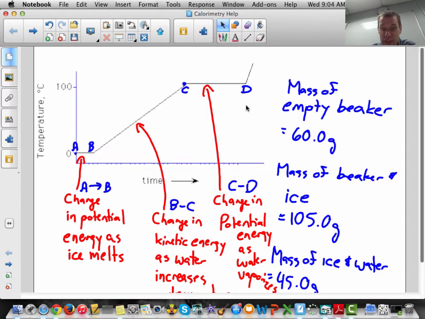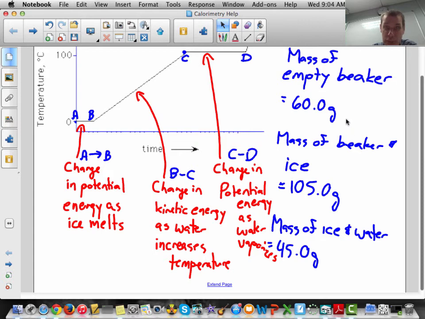A couple other pieces of information from this slide. Your numbers will be different, but I recorded a mass of an empty beaker as 60 grams and a mass of a beaker with ice as 105 grams. So the mass of the ice/water would be 45.0 grams. For these calculations, we're going to assume that it was all ice and there was no liquid water at the start of the experiment. So we're going to calculate how much energy is required to take this ice at 0 degrees Celsius, this frozen solid, and vaporize it, so turn it all into steam.